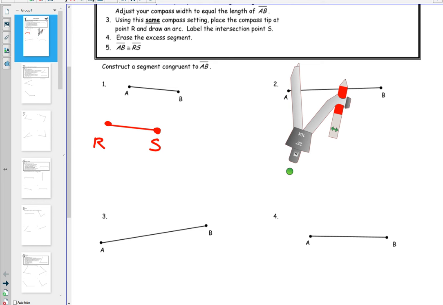Measure how far it is from A to B using your compass. Okay? Measure how far it is from A to B. So there's B, there's A. So once you have that distance already measured, now just come over here to R. Put that distance down. Pick any single point that's here. Draw a point there. Call that S.